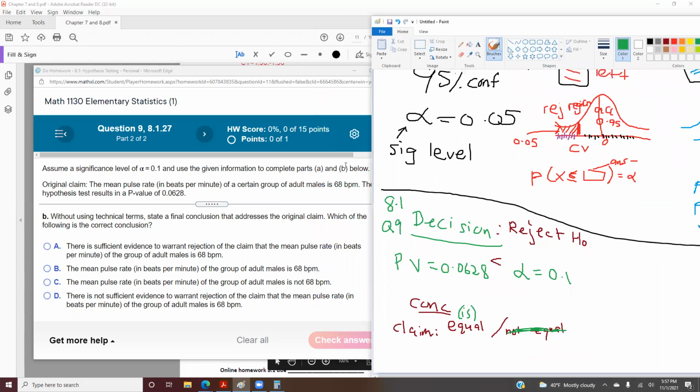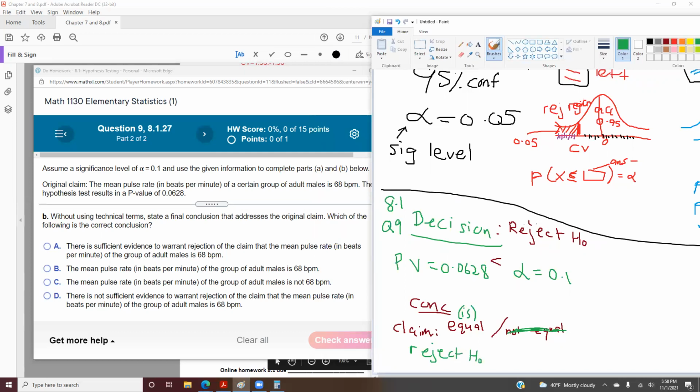So it has the word equal itself, and sometimes they use the word is. Okay. So is means equal. So it has equality, and you are rejecting H0, right?